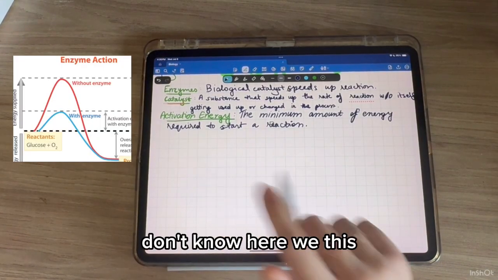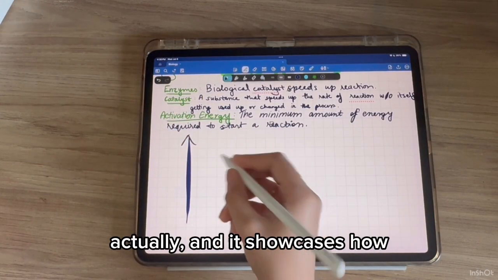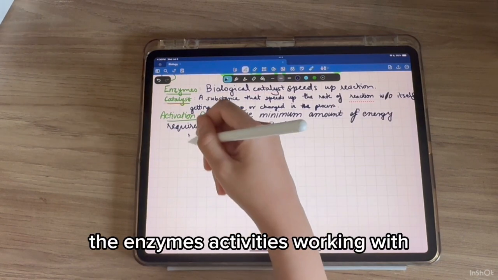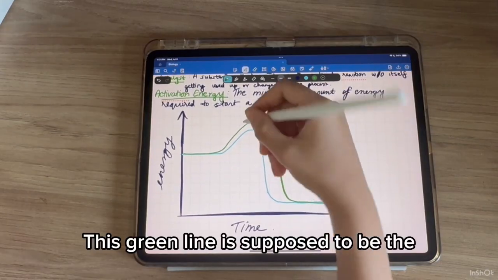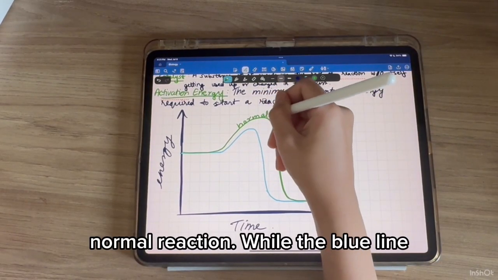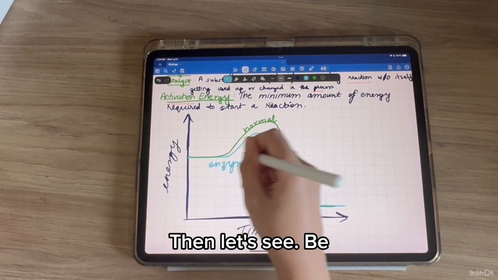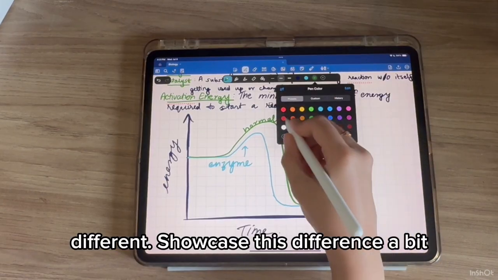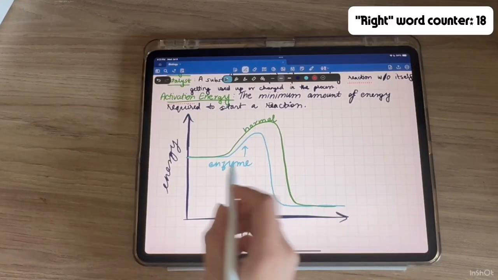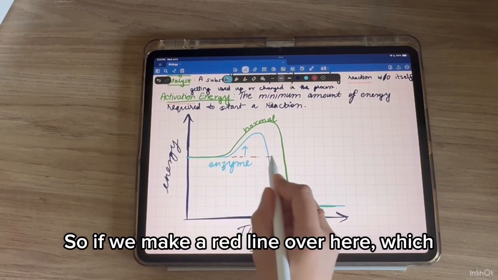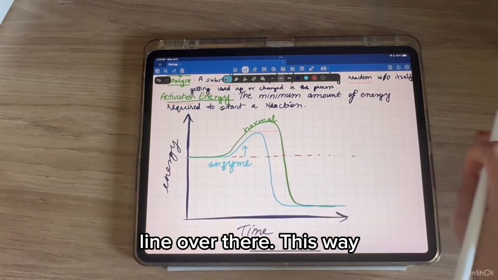I've added this over here. This is a really important diagram actually, and it showcases how the enzyme's activity works with the activation energy. So this green line is supposed to be the normal reaction, while the blue line is with a catalyst, with an enzyme. Let's showcase this difference a bit more easily, because we're wondering where we're seeing the difference, right? So if we make a red line over here, which was the starting point, it started over there, so let's make a big line over there.